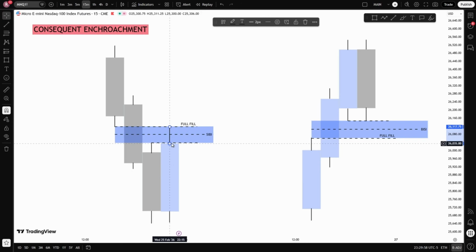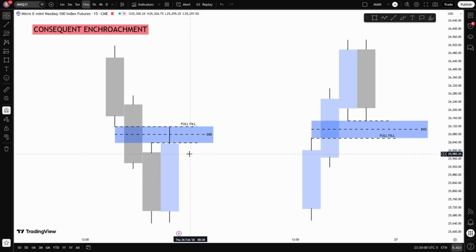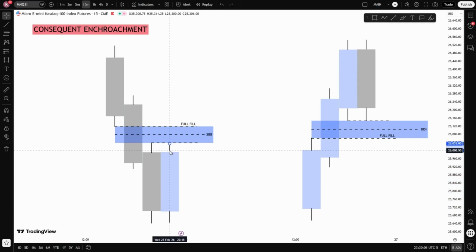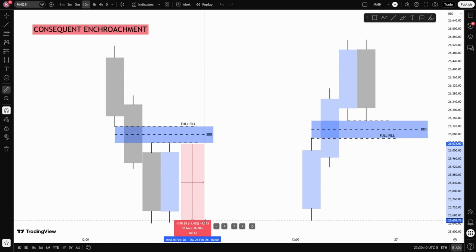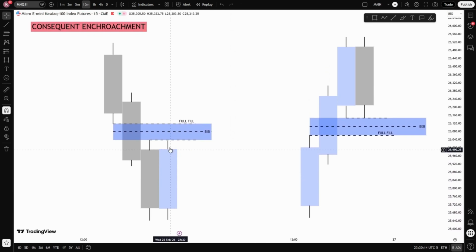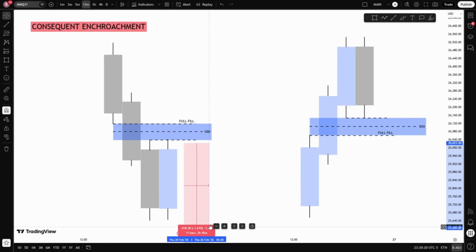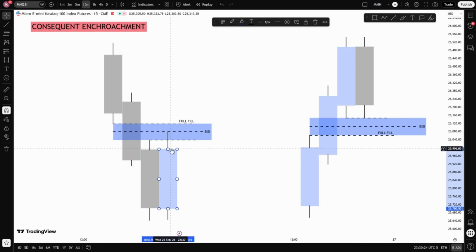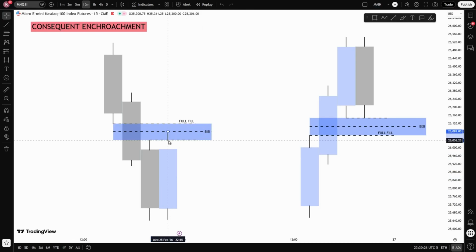When price returns to a fair value gap, there are a few different reactions I look for. One possibility is that price trades into the fair value gap, respects it, closes, and then continues in the original direction. For example, in a bearish fair value gap, price may trade up into the gap, close, and then continue lower.